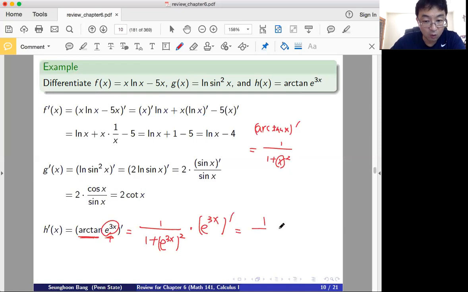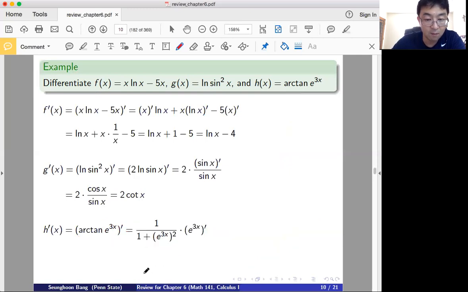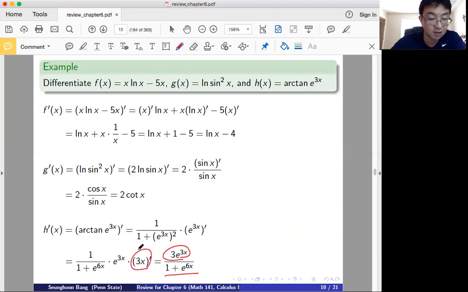The next is 1 over 1 plus e to the 3x squared, which is 3x times 2 is 6x. The e to the 3x prime is e to the 3x times the inner function's power prime. So we have 1 over 1 plus e to the 6x times e to the 3x times 3, and combine. So this is exactly 3 e to the 3x over 1 plus e to the 6x, right? You can combine. Only the 3 goes to the numerator, like this.